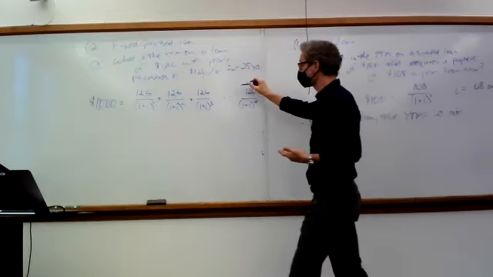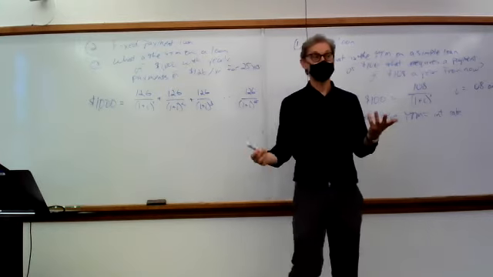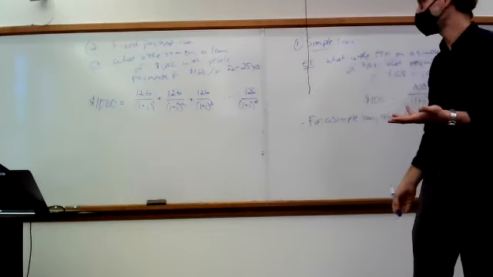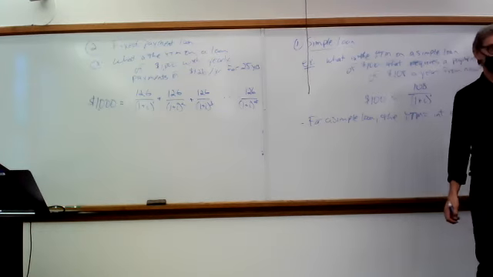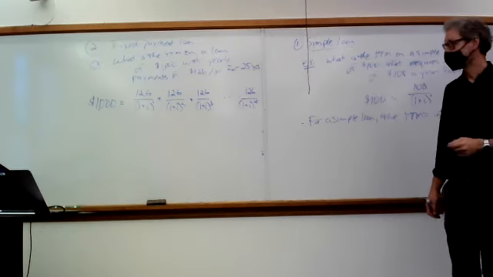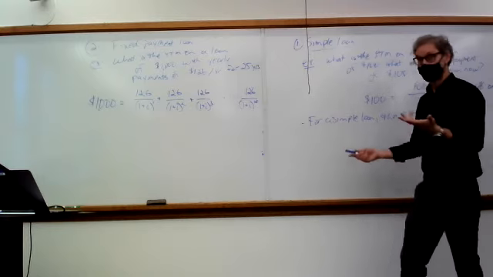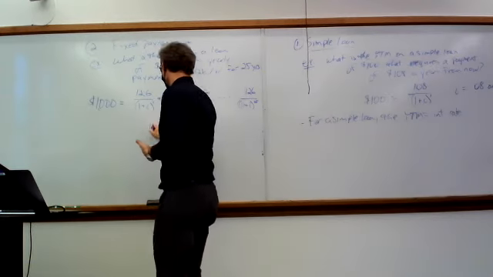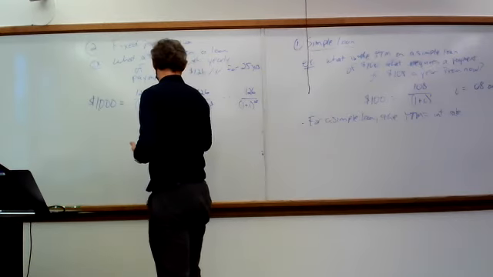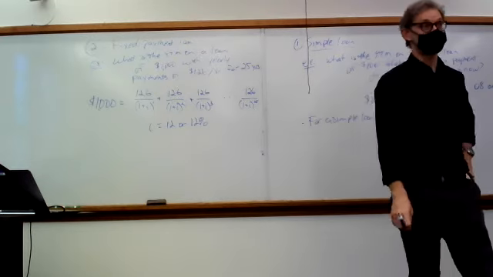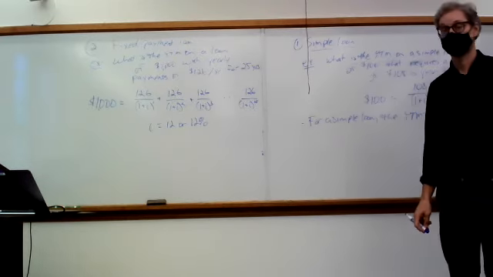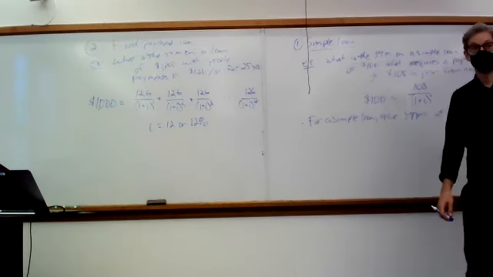But what the calculator is doing is it's solving this equation, right? And how it's solving it is basically plug and chug. It tries different interest rates until it finds one that works. If you plug this into a financial calculator, you'll find that the yield to maturity is 12%. That's the interest rate that makes this true.